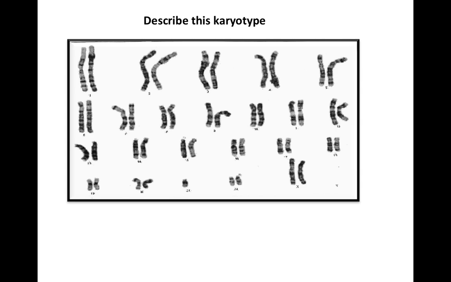a single copy of chromosome 21, we have to check if there is a Robertsonian translocation that involves chromosome 21. So we look at the acrocentric chromosomes, which are this group and this group.